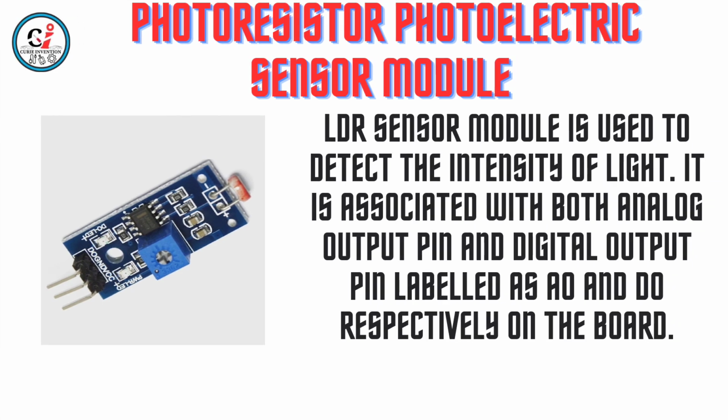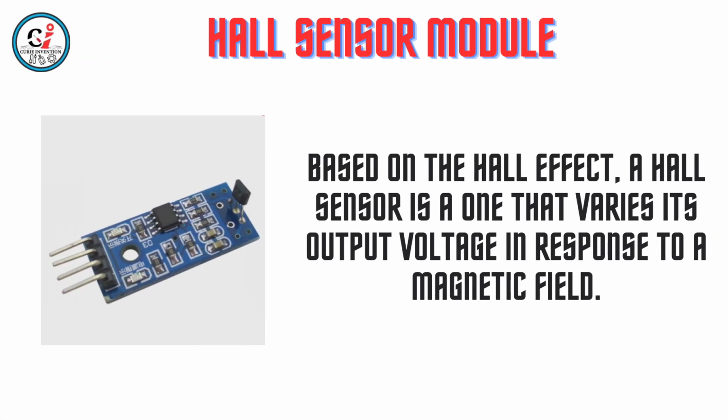Photoresistor Sensor Module. Photoresistor Photoelectric Sensor Module. LDR sensor module is used to detect the intensity of light. It is associated with both analog output pin and digital output pin labeled as AO and DO respectively on the board. Hall Sensor Module. Based on the Hall effect, a Hall sensor is one that varies its output voltage in response to a magnetic field.